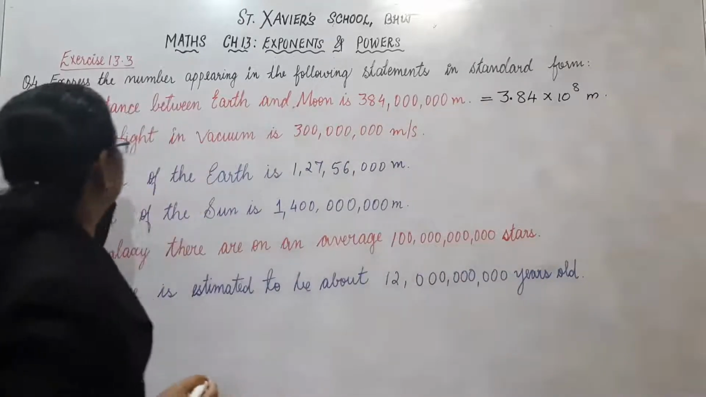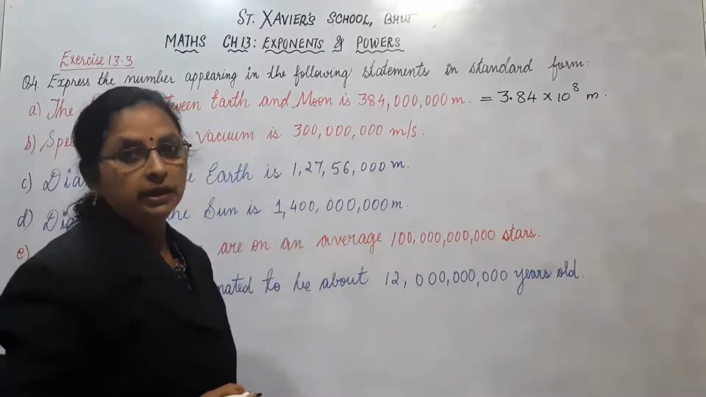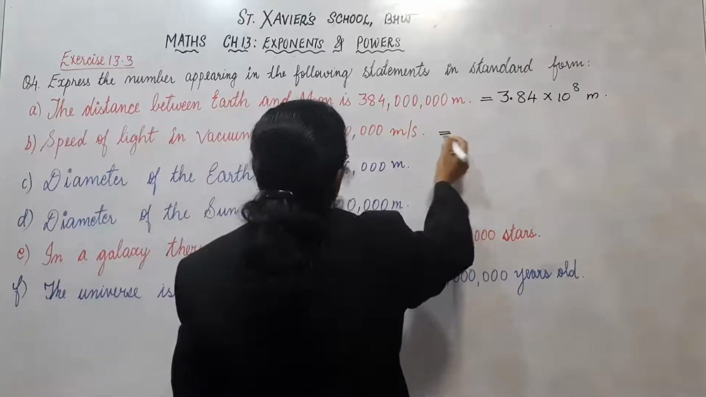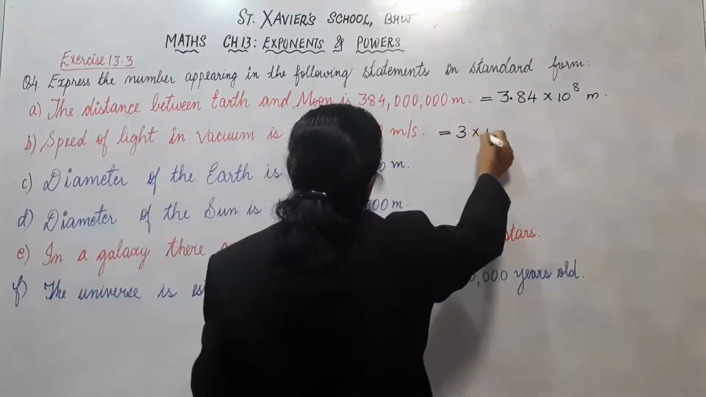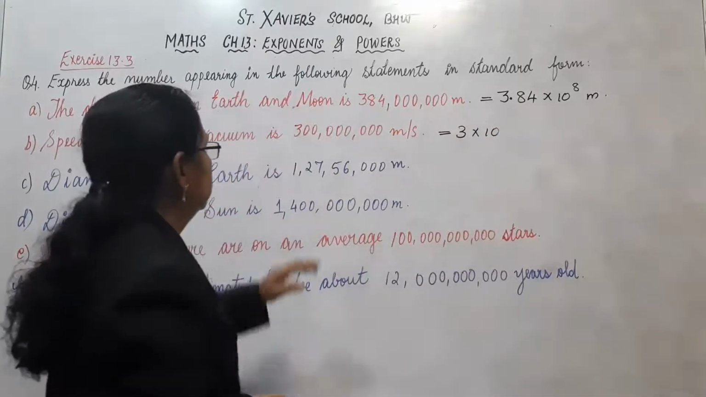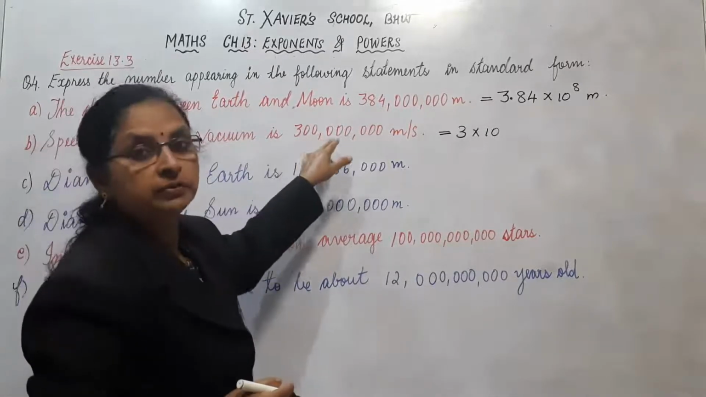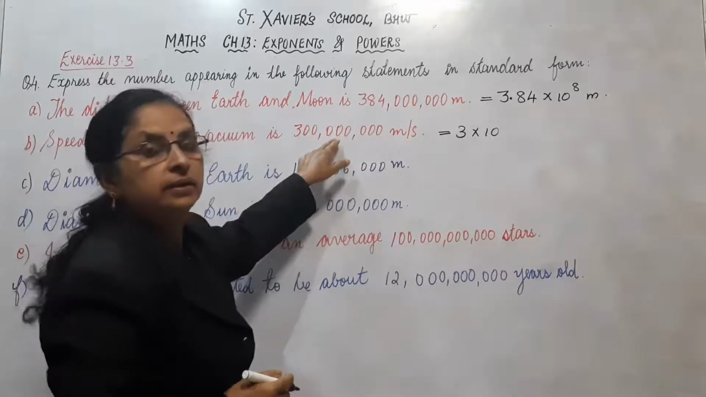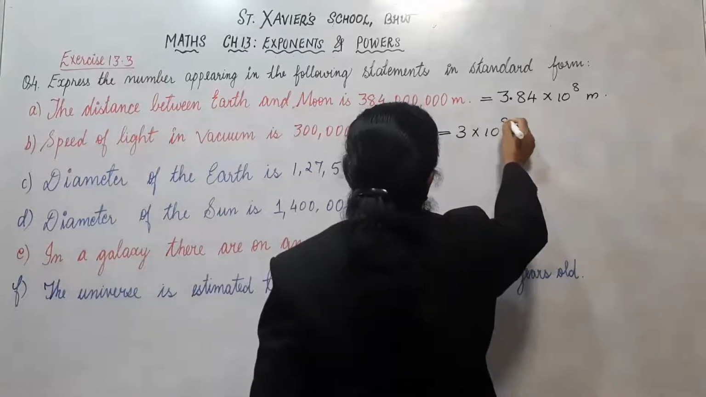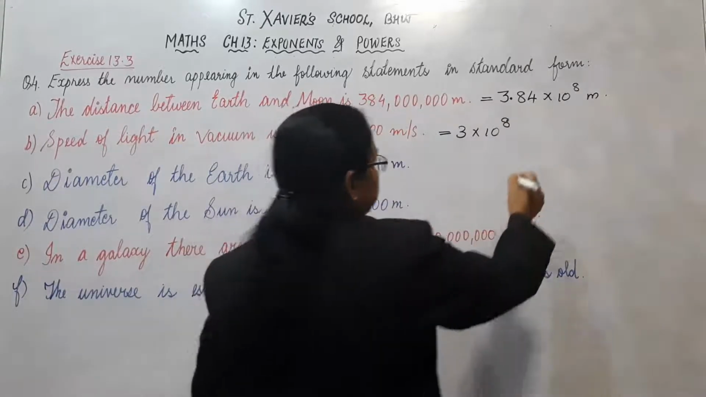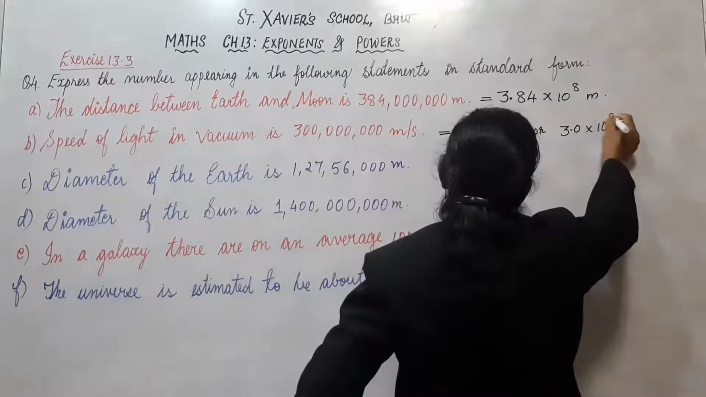Next question. Speed of light in vacuum is this much. How to write? Place 3 or 3.0 you can write into 10 raised to, count the number of zeros. 3 plus 3, 6 plus 2, 8. That is 3 into 10 raised to 8, or you can write it as 3.0 into 10 raised to 8. Both are same.